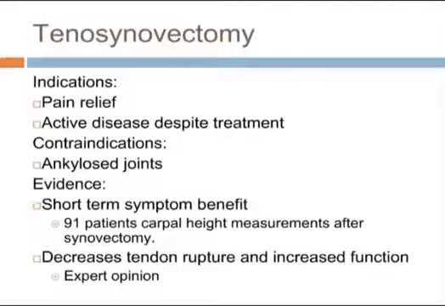A retrospective review of 91 patients that had extensor tendon synovectomies of the extensor retinaculum showed, on radiological study, that carpal height measurements were preserved, that is, palmar subluxation and ulnar drift can be prevented. And a lower level of evidence, expert opinion, suggests there's a lower level of tendon rupture in patients that do have tenosynovectomies.